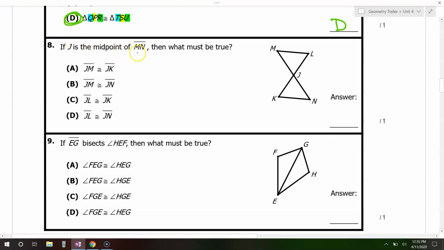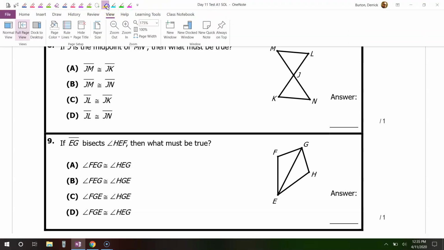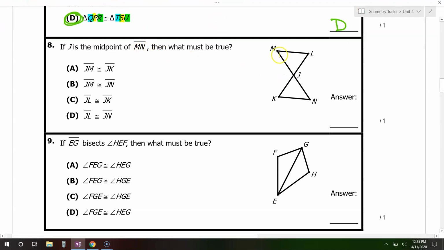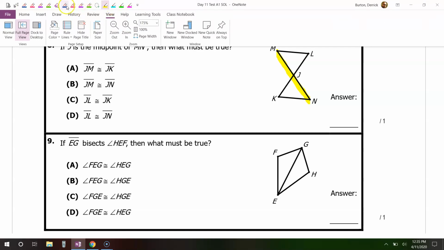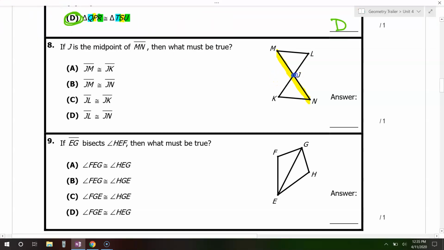If J is the midpoint of segment MN, then what must be true? Like, what must be congruent to what? Segment MN, you say. Well, here is segment MN right here. Midpoint means it's right in the middle. So if J is the midpoint, that means MJ has to be congruent to JN. There's MJ and JN. So the answer is B.